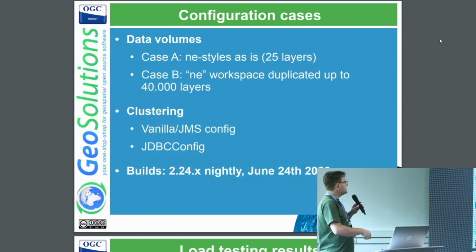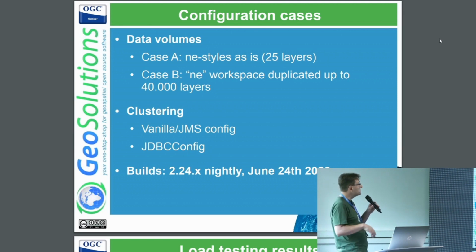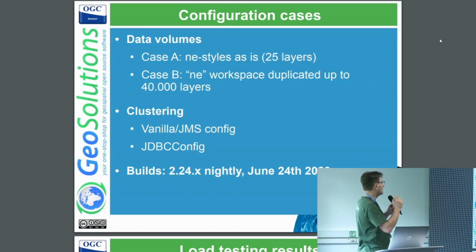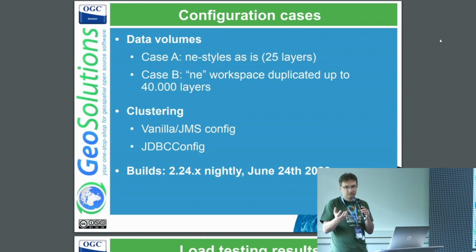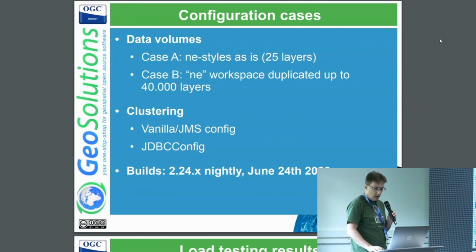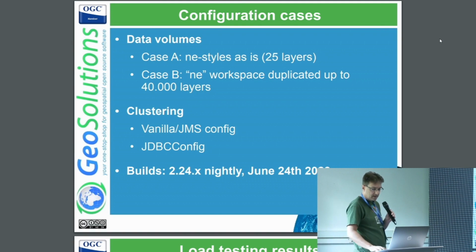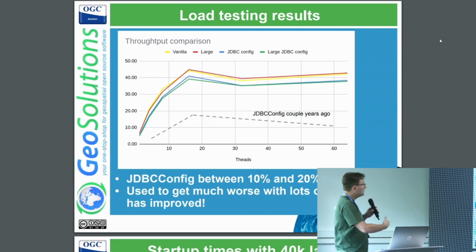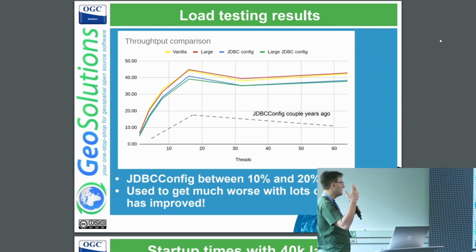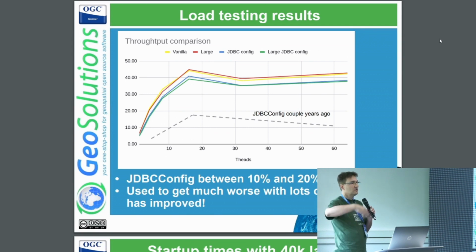I made two cases. Case A, AnyStyles as it is, which is just 25 layers, so a small configuration. Case B, I duplicated the workspace a number of times until I reached 40,000 layers, which is sizable. I took a build of a few days ago, so it's the latest information you could gather. And then I did my own load testing with the classic 2, 4, 8, 16, 64 concurrent clients doing randomized WMS requests and so on.